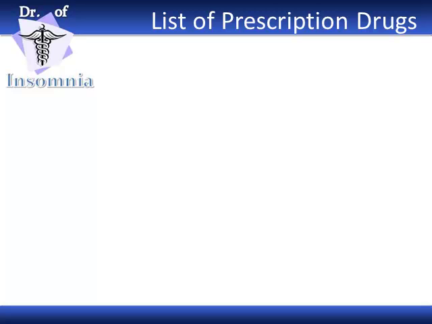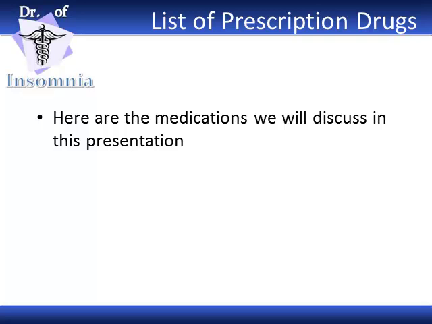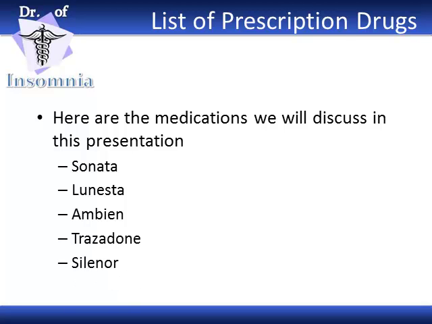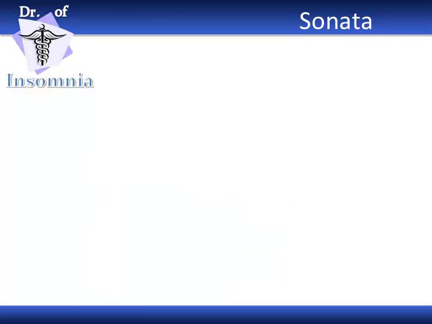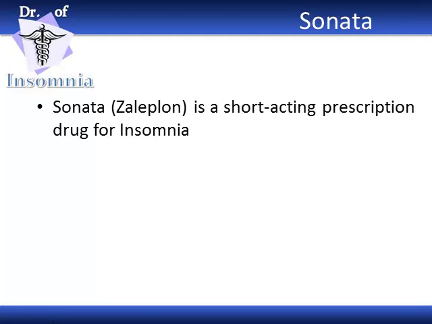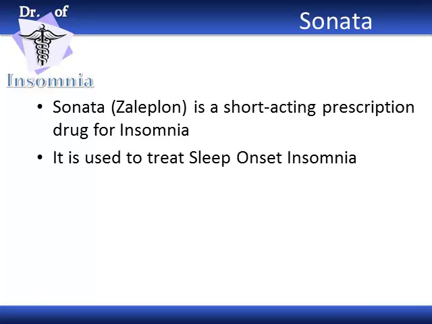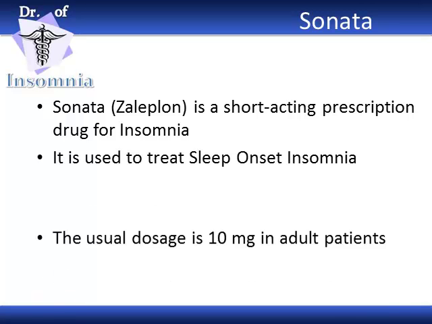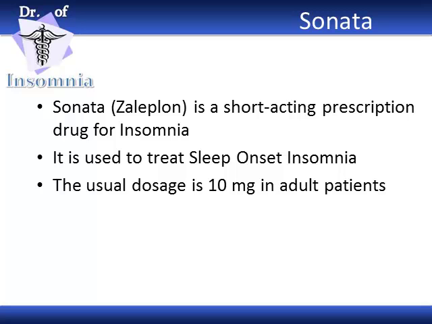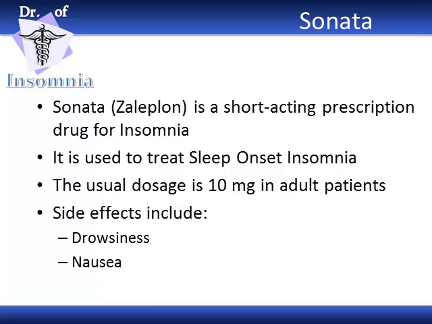So let's take a look at all the prescription drugs we'll be talking about today. Here are the medications we will discuss in this presentation: Sonata, Lunesta, Ambien, Trazodone, and Silenor. So first, let's look at Sonata. Sonata, or Zaleplon, is a short-acting prescription drug for insomnia. It is used to treat sleep-onset insomnia. The usual dosage is 10 milligrams in adult patients. Side effects include drowsiness, nausea, and abnormal dreams.